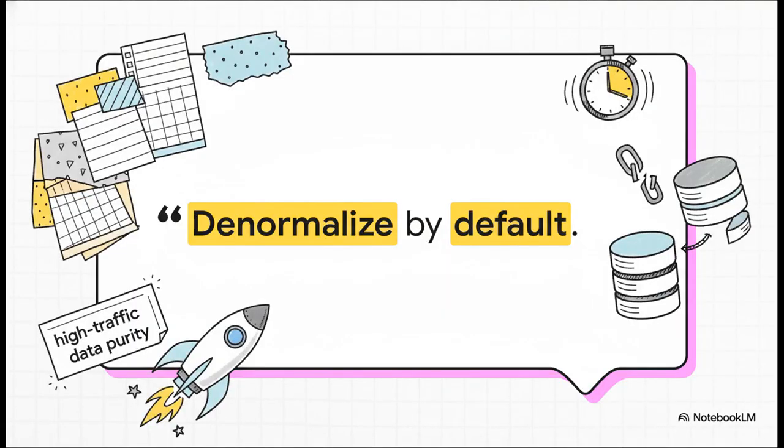And that priority leads directly to this core principle: denormalize by default. This is Wix's rule of thumb. It means that for their most important, high-traffic, public-facing services, they choose the scrapbook. They prioritize independence and speed way above perfect, centralized data purity.